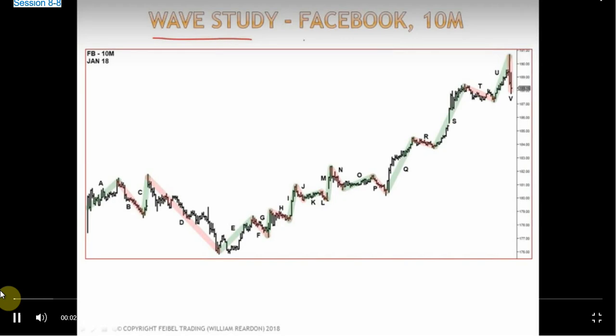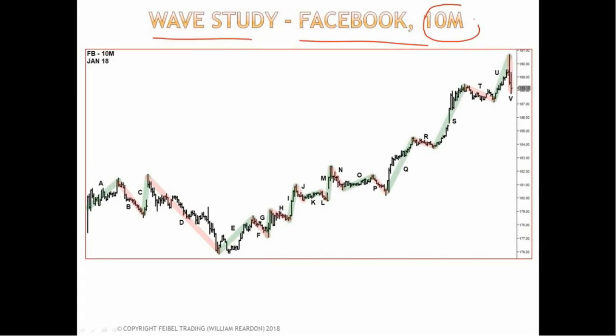Wave study, Facebook stock on a 10-minute time frame. This is a simple study of how we think in waves. As we can see here, the up waves are in green and the down waves are in red. Each wave is drawn from the swing high to the swing low, or the swing low to the high.